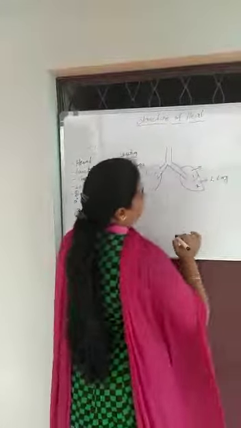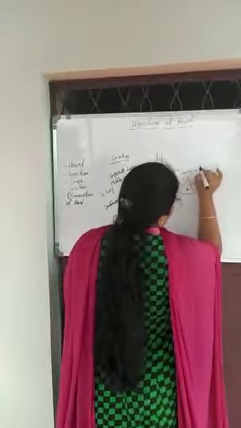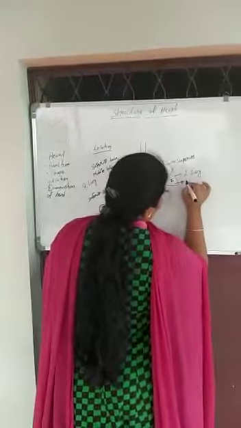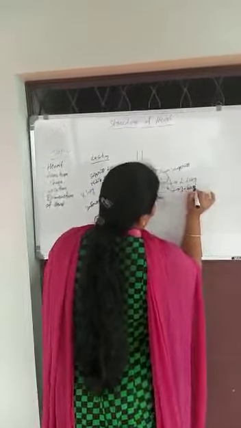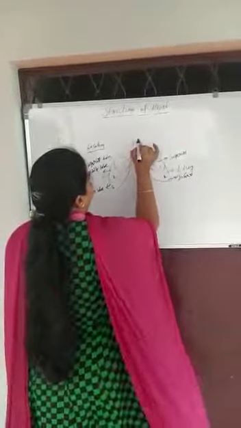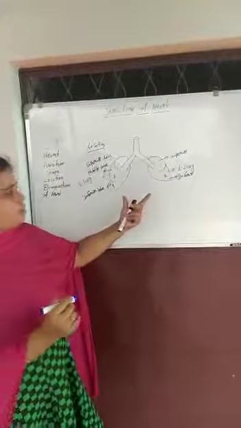Next, you can see the left lung. The left lung has only 2 lobes. The first lobe we call the superior lobe and the second lobe the inferior lobe. So here the middle lobe is absent.